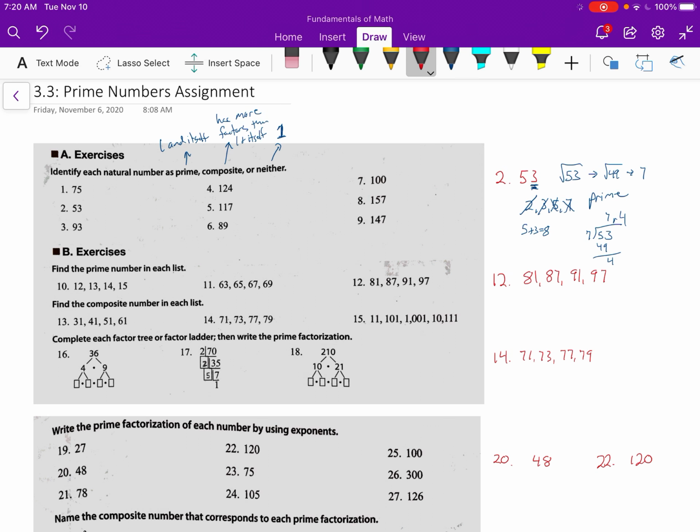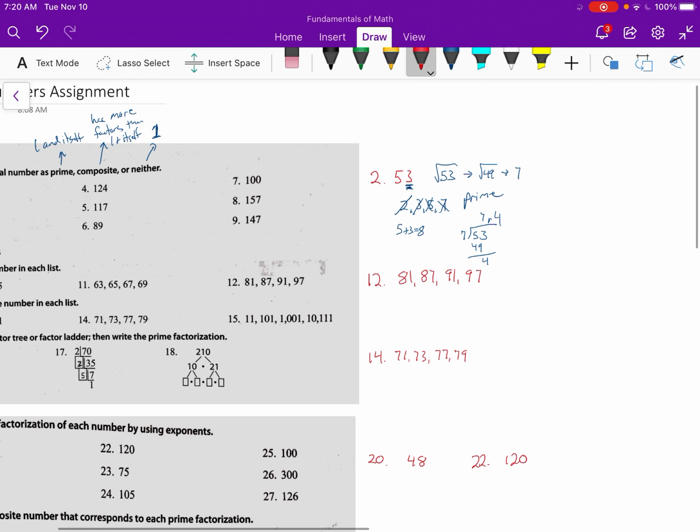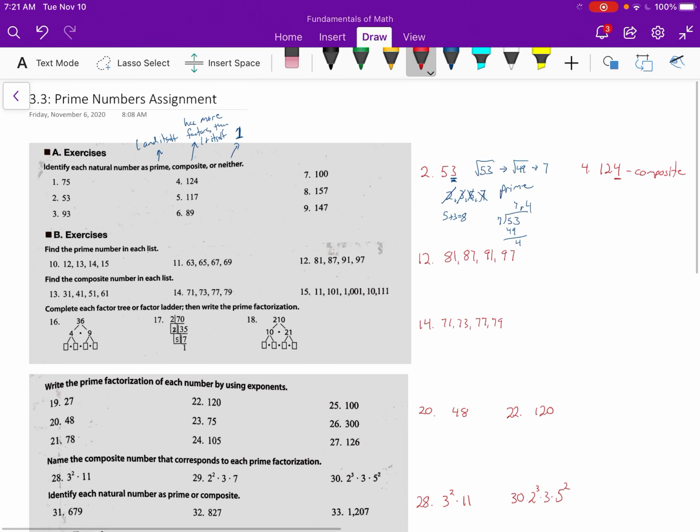I also want to show you how easy this can be, so we're going to slide over and do number 4. 4 is 124. We want to know if it's prime, composite, or neither. Well, it's even, and we know that 2 goes into any even number, so therefore it's composite. Not much work to show. As long as you know that some number goes into it, then it's composite. So work through those, 1 through 9, the odds.